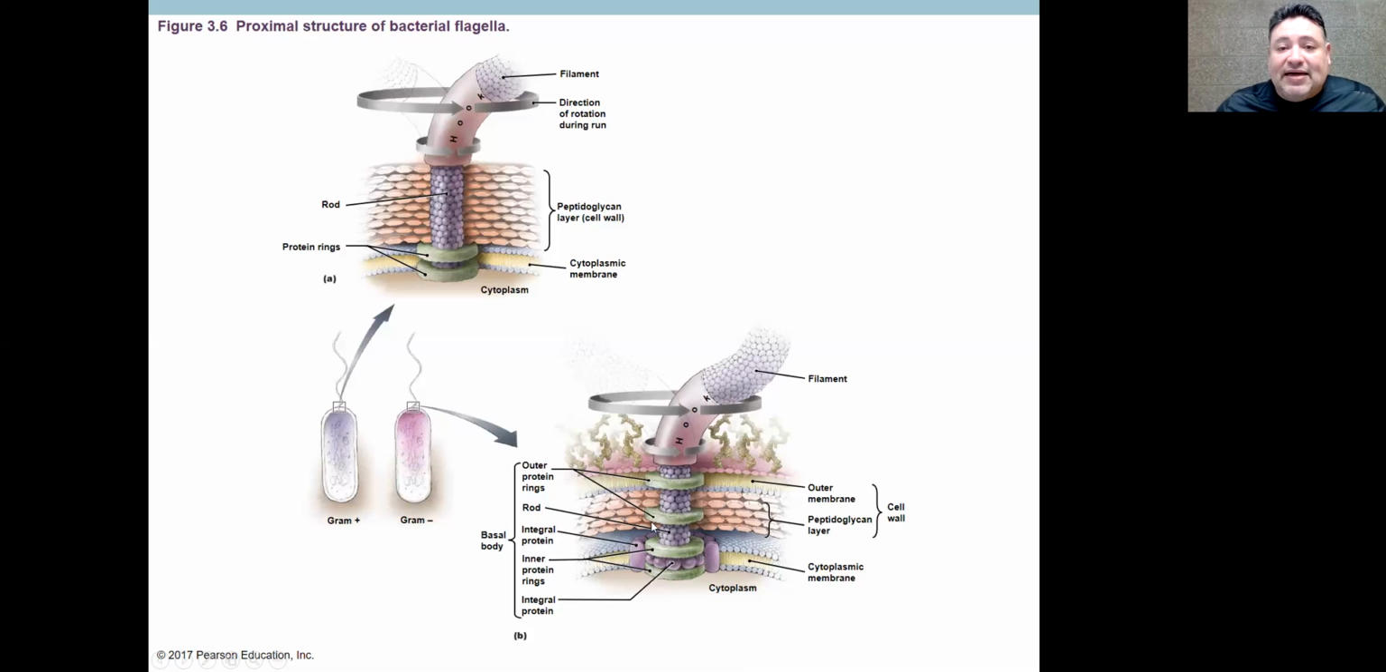And the artist made a mistake. This ring is not supposed to be in the middle, and the peptidoglycan layer should be up here with the other ring. So this is an instance where the drawing is not accurate. But again, the structure of the flagella helps you discern whether you are dealing with what's called a gram-positive organism or a gram-negative organism.